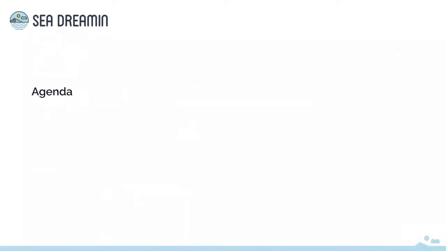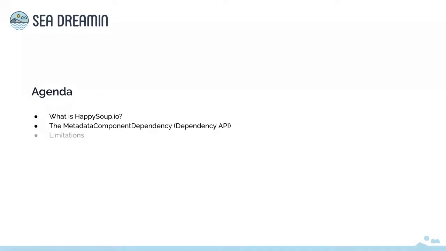Now, the agenda for today is we're going to talk about what HappySoup is, also known as HappySoup.io. Then we're going to talk about the metadata component dependency, which is also known as the Dependency API. Then we're going to talk about the limitations of that API. And finally, we're going to talk about how to make those limitations go away.